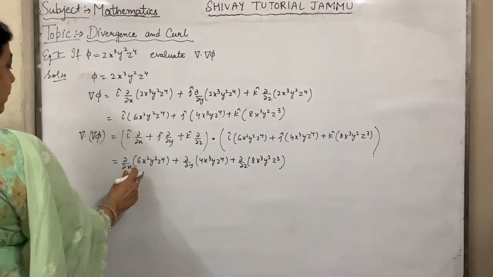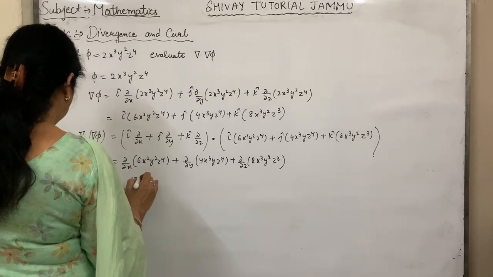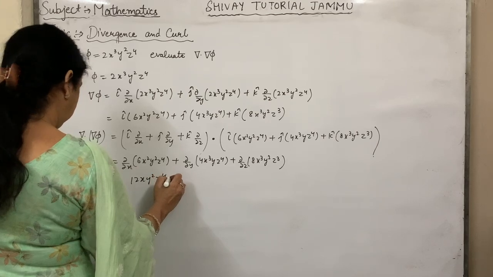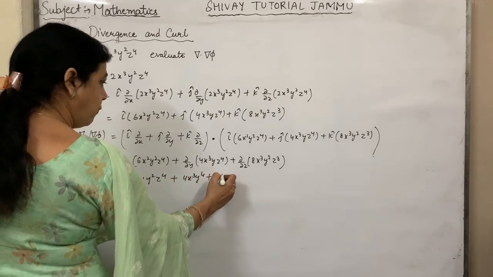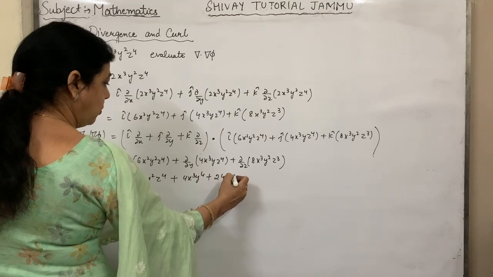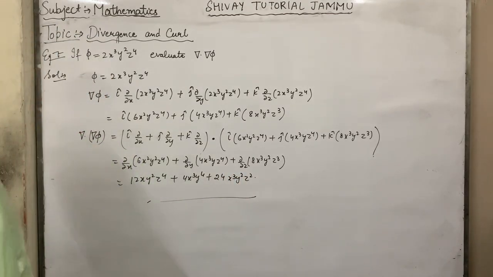Now, I will differentiate this with respect to x. Then I will get 12xy square z4 and 4x cube y4 and 24x cube y square z square. This will be the answer.